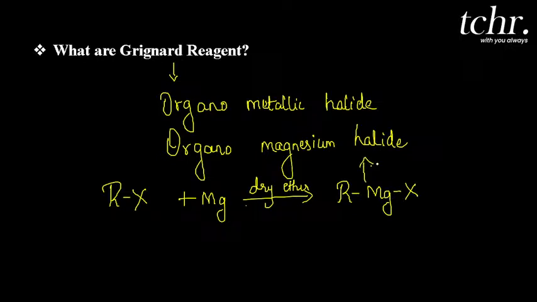So the general equation of a Grignard reagent is organomagnesium halide. So is it clear? Very simple form of Grignard reagent. Yes, I hope it is clear for you students.